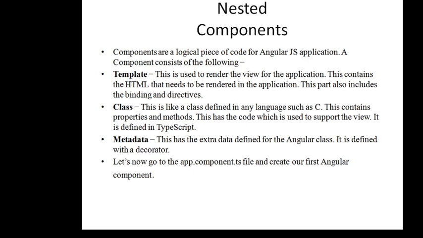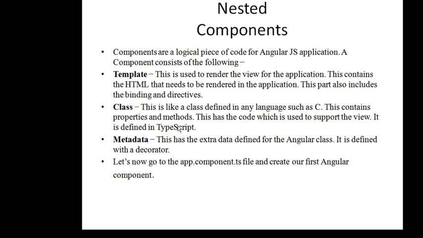Now the last point in this unit is Angular components. Components are the logical pieces of code for an Angular application. A component consists of the template, class and metadata. Now let's start with them one by one. Template: this is used to render the views for the application. This contains the HTML that needs to be rendered in the application. This part also includes the bindings and directives.